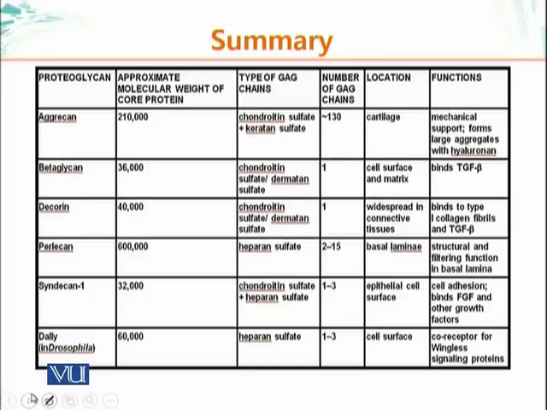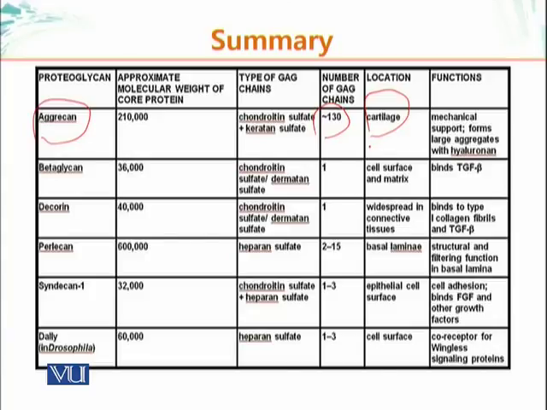We have talked about aggrecans. These molecules have approximately 130 GAG chains attached to them. The approximate molecular weight of their core protein is 210,000. The types of GAGs attached to this molecule are chondroitin sulfate and keratan sulfate. They are abundant in cartilage, and their primary function is mechanical support, and they form large aggregates with hyaluronic acid that we have already talked about.